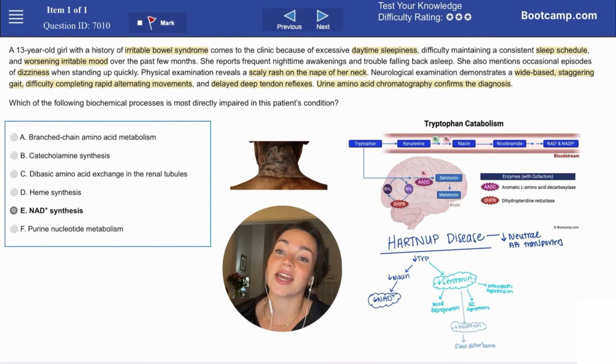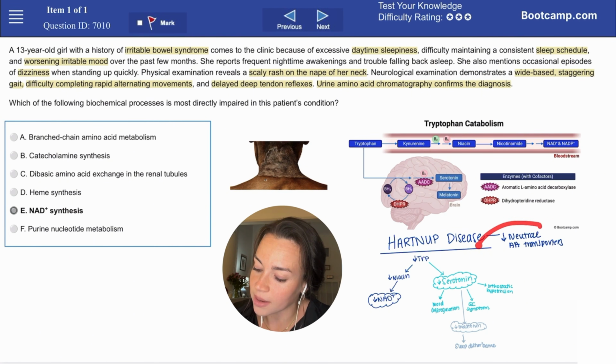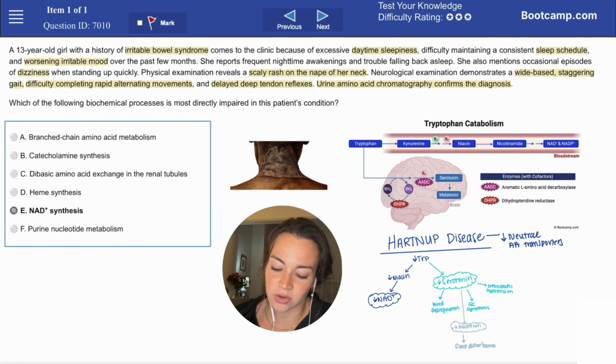All right, so this vignette is describing the clinical picture for Hartnup disease, which is caused by a mutation in the SLC6A19 gene that encodes for neutral amino acid transporters in the kidney and the intestine. And I'll emphasize the word neutral here because that'll be important as we talk through our incorrect answers. But without those transporters, you're not able to reabsorb those neutral amino acids, one of which is tryptophan.